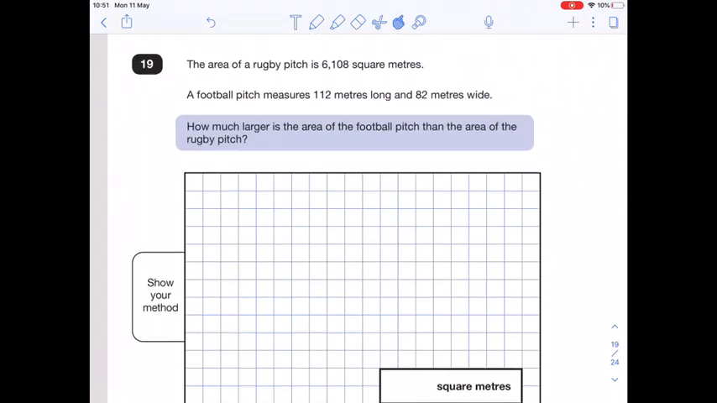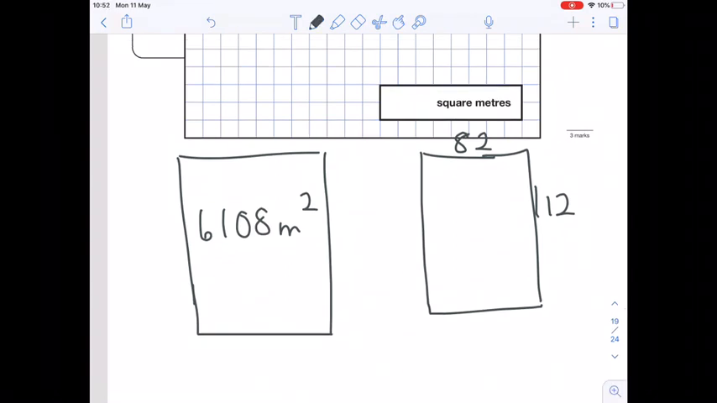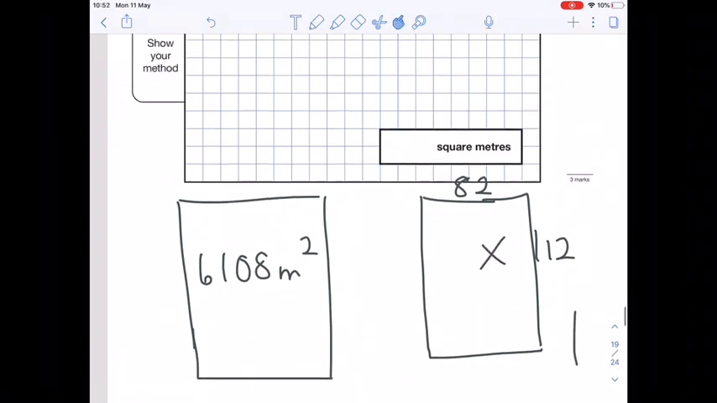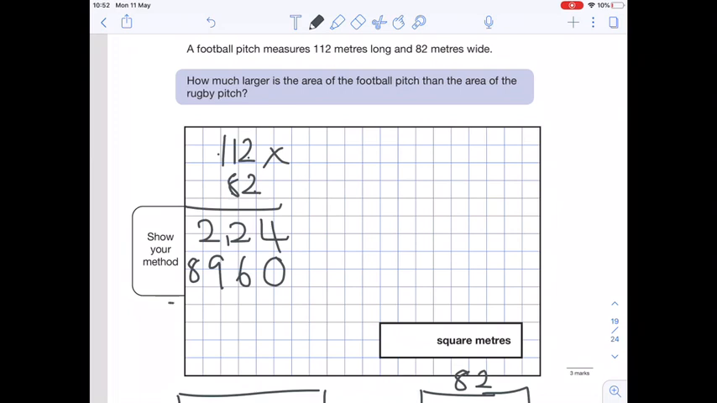How much larger is the area of the football pitch than the area of the rugby pitch? I already know the area of the rugby pitch. I need to work out the area of the football pitch. So for that, I'm going to need to multiply those two together. So 82 times 112. I'd start with 112 on top. 82. 2 ones are 2, 1 times 2 is 2, 1 times 2 is 2. Put my 0 down for my tens. 8 times 2 is 16. Once 8 is 8, add 1 is 9, and once 8 is 8. Add those together. 11, 9184.